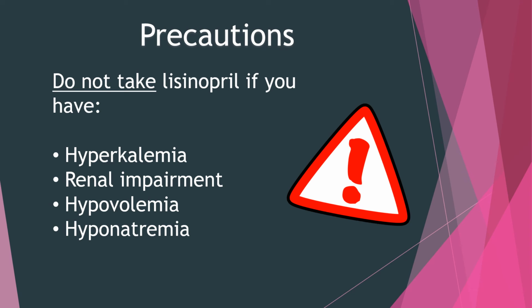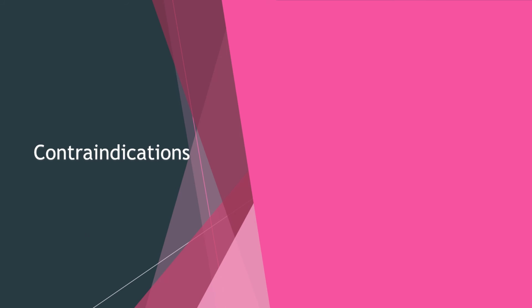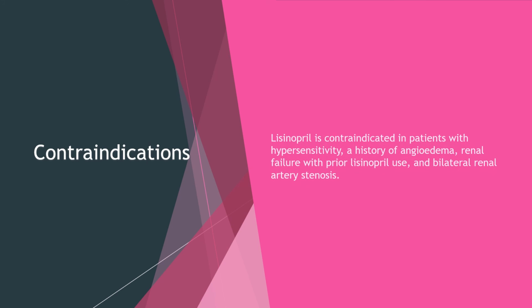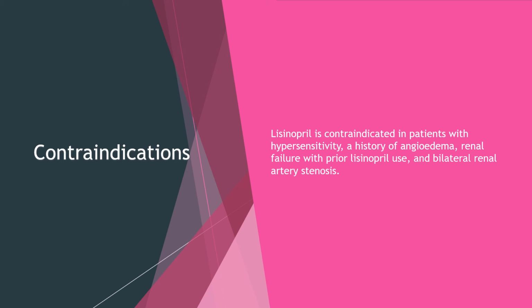Avoid taking lisinopril if you have hyperkalemia, renal impairment, hypovolemia, or hyponatremia. Lisinopril is contraindicated in patients with hypersensitivity, a history of angioedema, renal failure with prior lisinopril use, and bilateral renal artery stenosis.